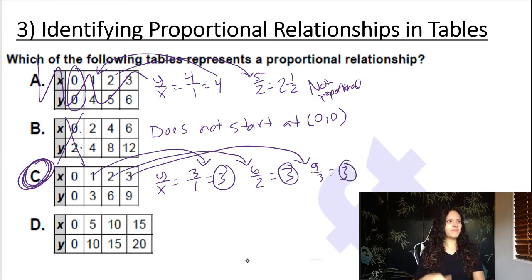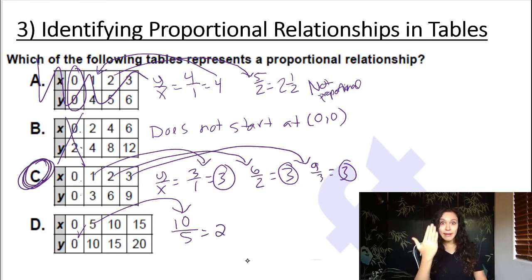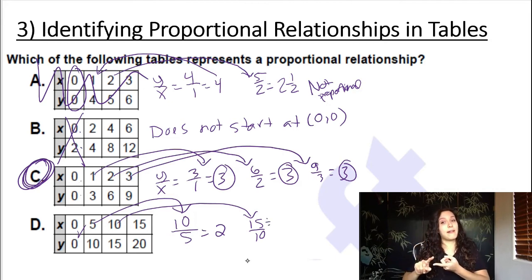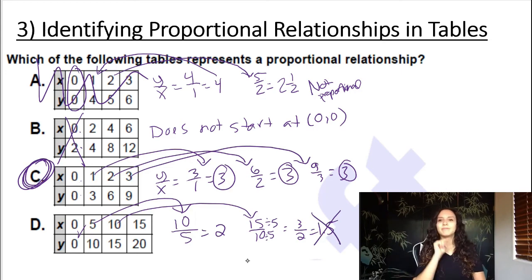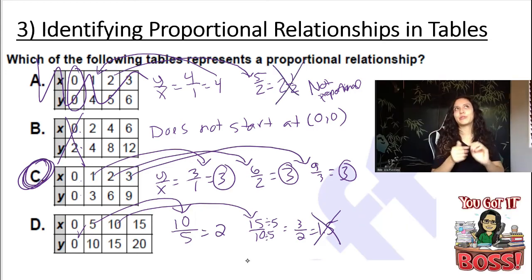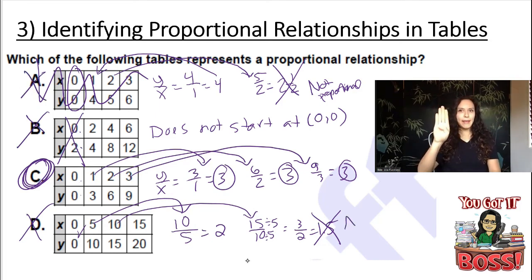Well, let's check the next one. Okay, they're both 0, 0, so that's good. Now let's check this one. 10 over 5, that equals 2. Okay, let's check this one. 15 over 10. Ooh, that does not equal 2, but if I simplify anyways, divide by 5, I get 3 over 2, that equals 1.5. Oh no, just like A, that did not work, so not proportional. A, B, and D, not proportional.